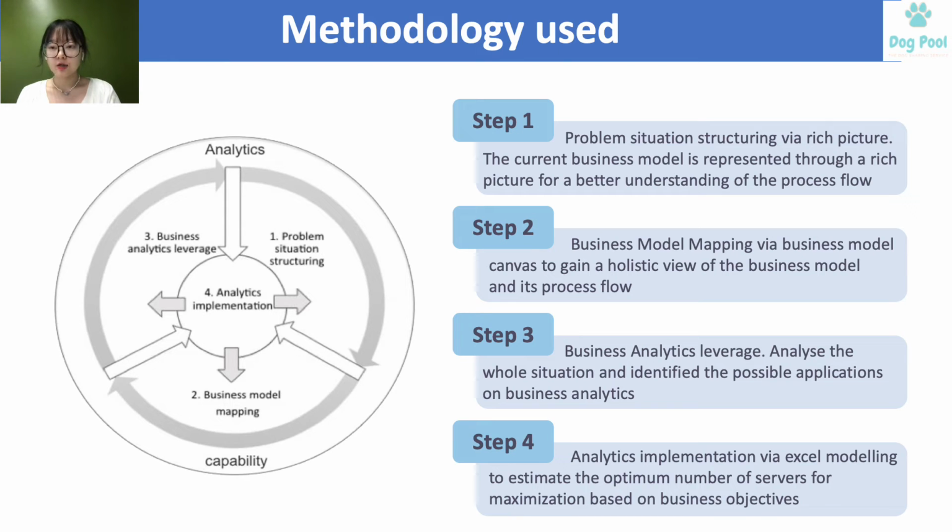The first part is to get an accurate overview and understanding of the current situation using the rich picture. And then we will use the business canvas to gain an overall view of the business model and processes. The third step is to select a business model based on the analysis of the current situation, and the final step is to make recommendations based on the outcomes of the selected model.